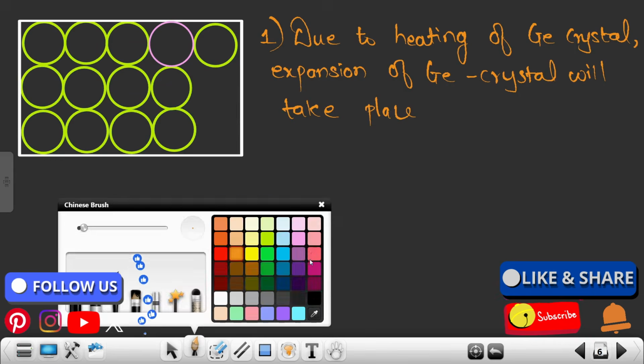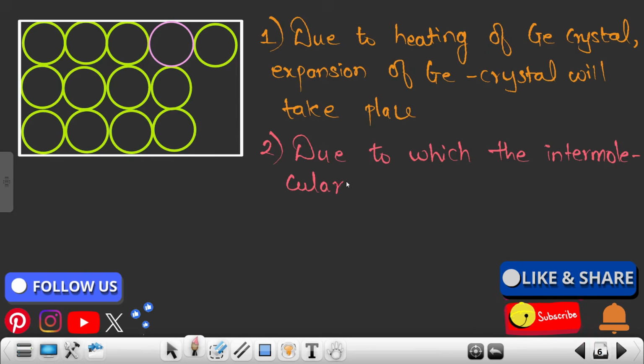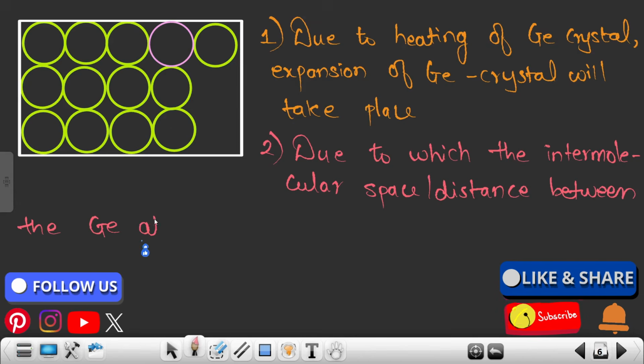Expansion of germanium crystal will take place, and the second point will be like this. Due to which the intermolecular spaces, let me write it properly, the distance between the atoms, or between the germanium atoms, increases, right? Between the germanium atoms increases, and due to this, what is going to happen?